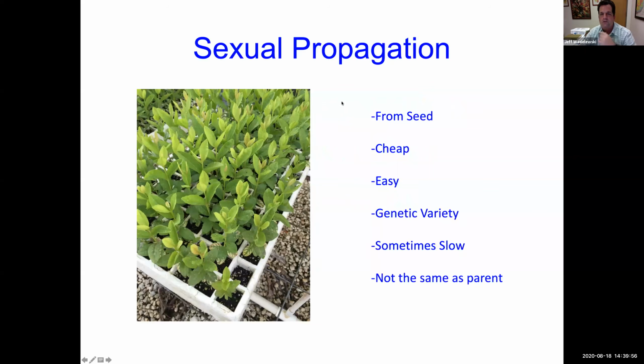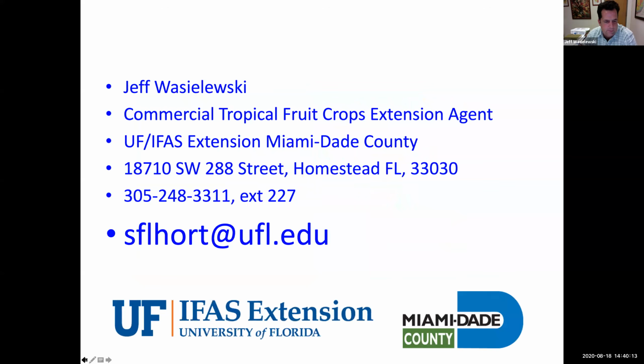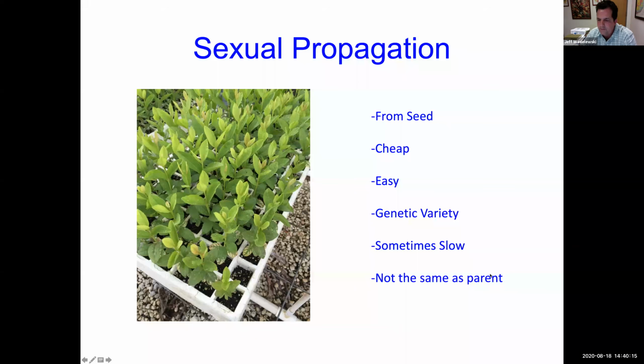Okay, so sexual propagation, to finish up here, it is from seed. It is cheap. It can be very cheap. It can be very easy. It has genetic variety, which can be very good. It sometimes can be slow. And it's not the same as the parent.